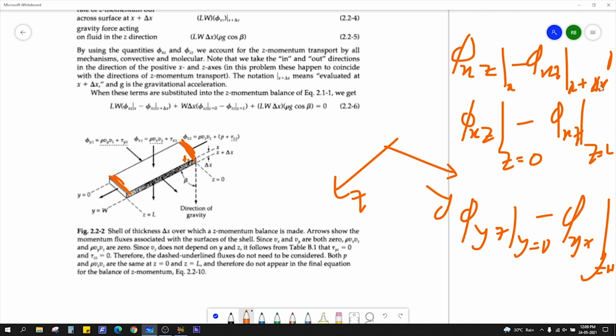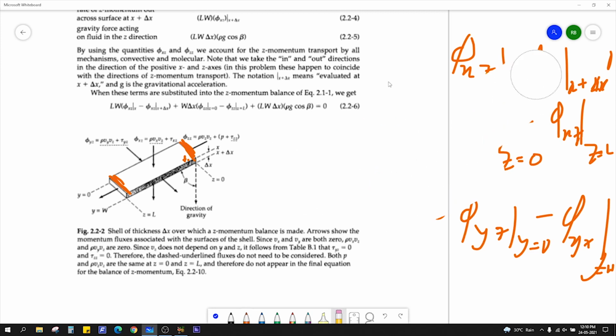Flow is in the z direction. Then the perpendicular direction is this, right? So you have to take a thin cell in this direction. This is delta x. The rest remains the same, y and z.